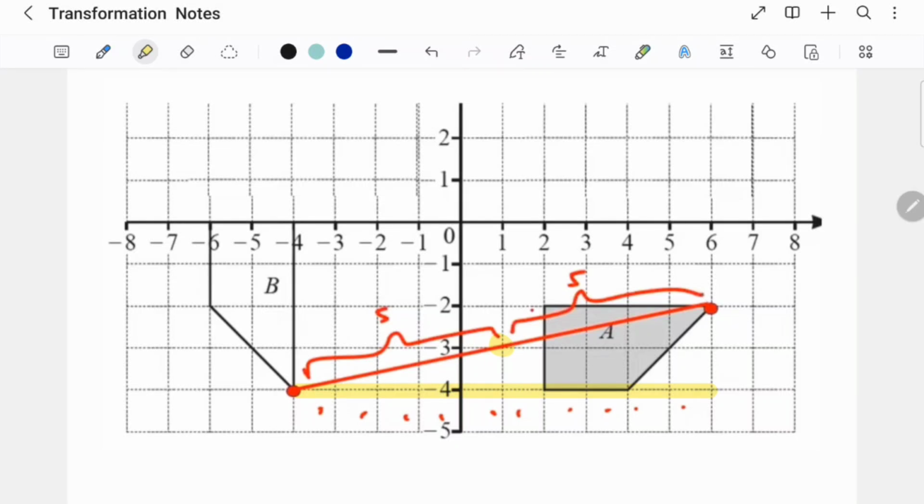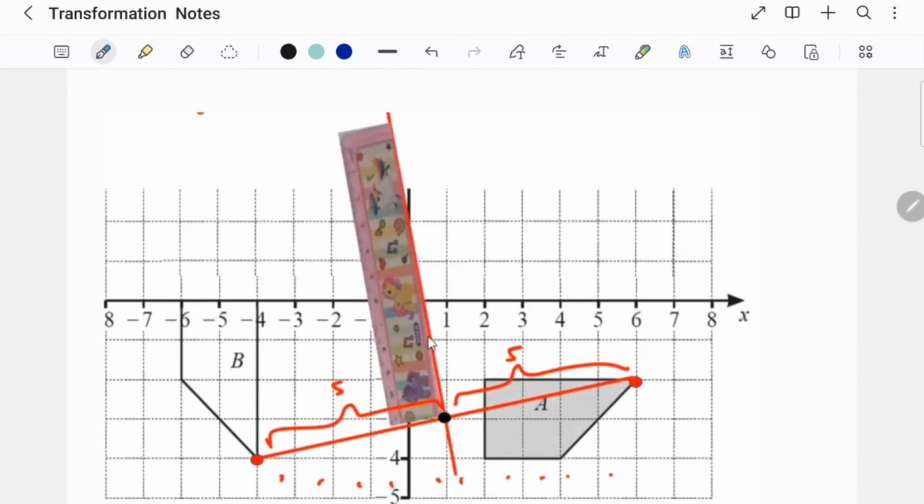So we are just placing the ruler here and making a perpendicular line which is lying in the center. When you keep the ruler, the bottom line should be placed on the line where you have joined the object and image. So that's a perpendicular line and it will be 90 degrees over there.